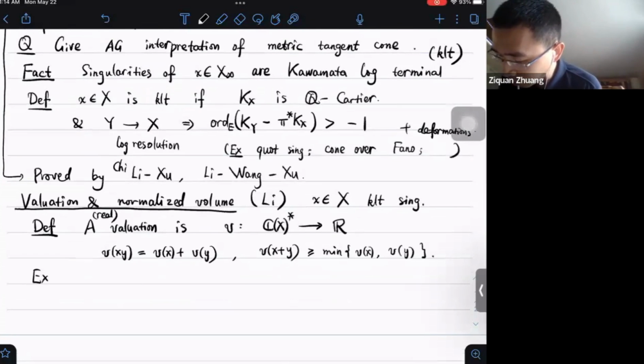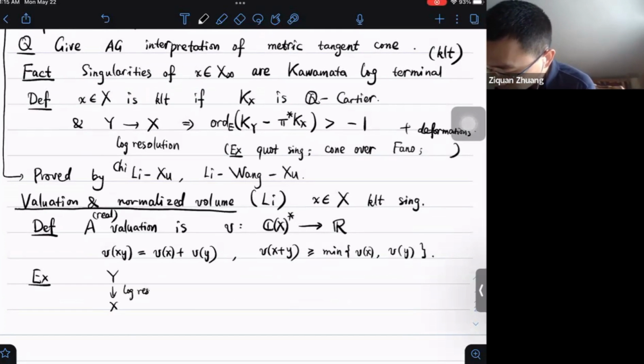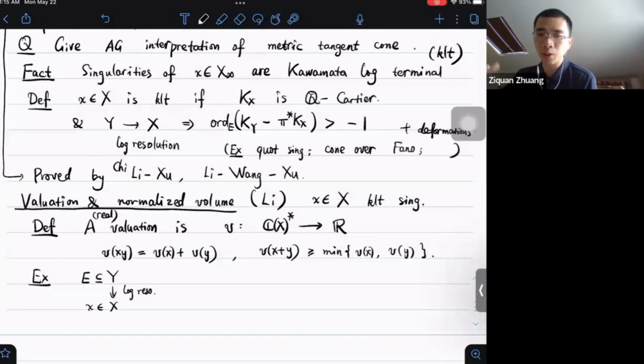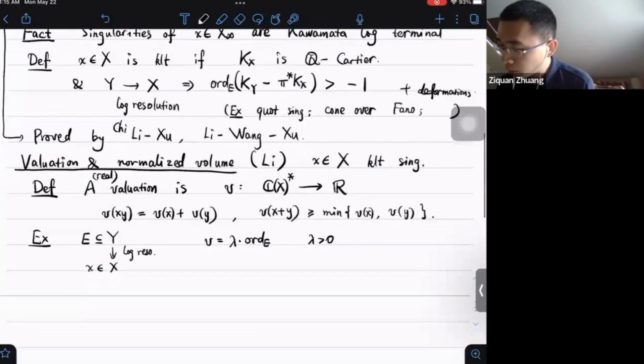Maybe some examples to keep in mind. The first kind of example is this: if I take a log resolution of my singularity, and then take a prime divisor on the log resolution, then I can look at the order of zeros or poles of a function along this divisor. Then this is a valuation. And if you want to get real values, you can rescale it. I can always multiply it by some real number. Okay, so that's the first kind of example. You call this a divisorial valuation.